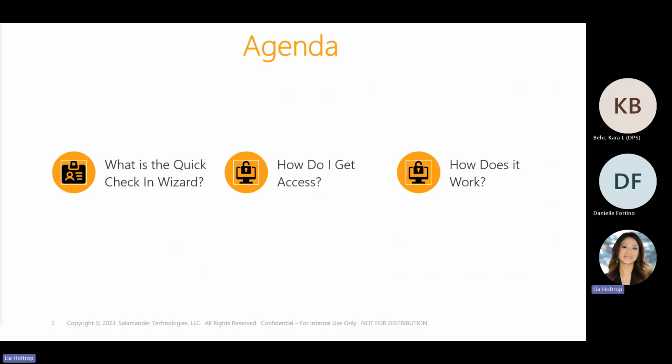So here is the outline for what's going to be covered today. We're going to first look at what the quick check-in wizard is, how to get access to the tool, and then how it works. During the training, if you have any questions, please feel free to ask at any time by unmuting yourself, or you can use the chat function. Also, normally we go for an hour, but today's training is not going to take the full hour. It's going to probably be about 15 to 20 minutes, depending on the number of questions we have.